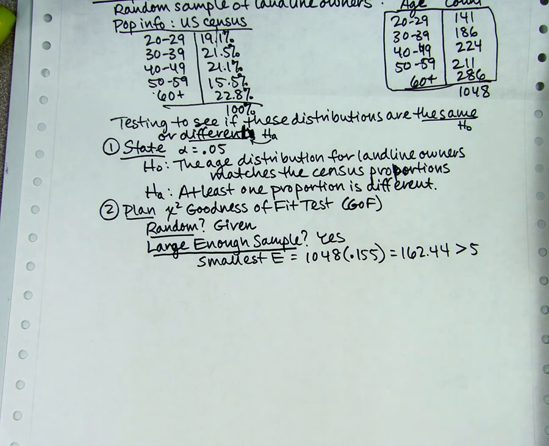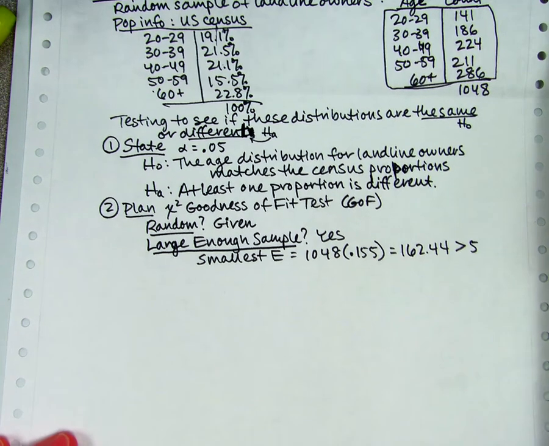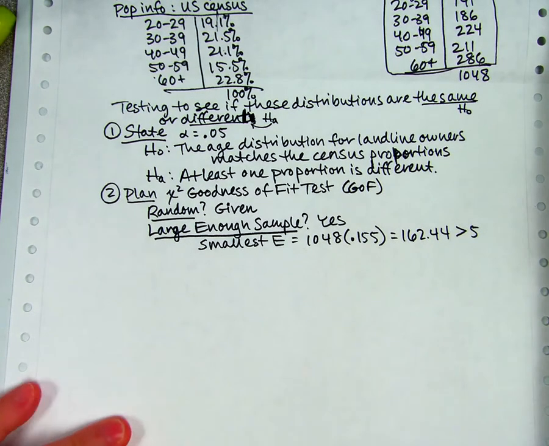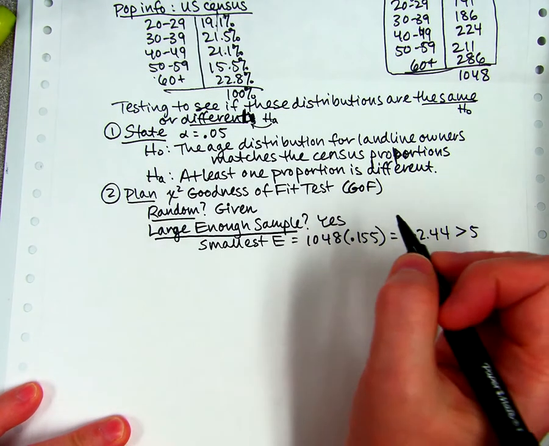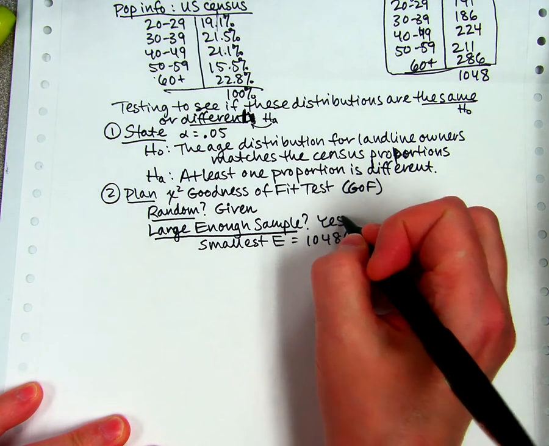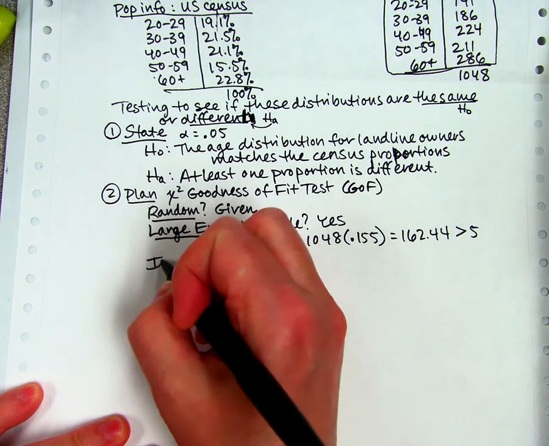So just a reminder that you don't have to do all of them right now. You will when you get to the third step, when you get to the calculations, you're going to find them all, but you don't have to yet. And then, is it independent?